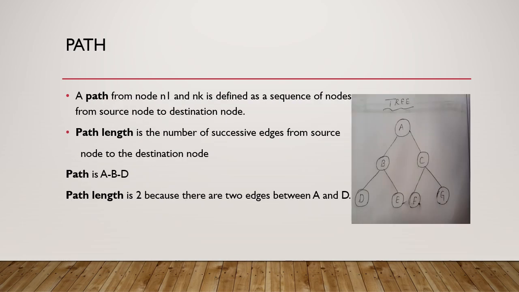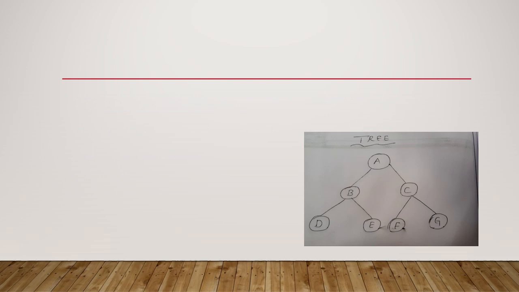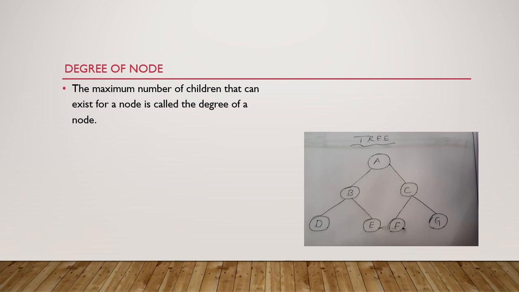Okay. So next one we are going to talk about degree of a node. What is the meaning of degree of a node? Degree of a node is nothing but the maximum number of children that can exist for a node is called a degree of a node.